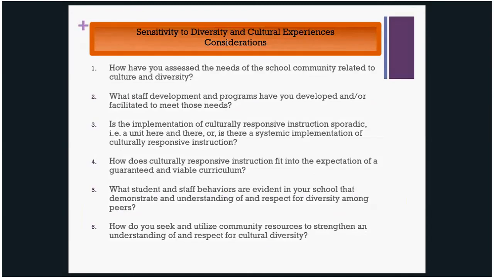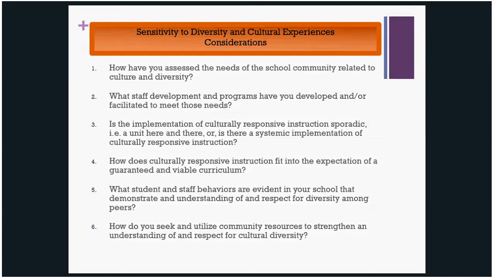Some questions. Have you assessed the needs of the school community related to culture and diversity? What staff development have you developed or facilitated to meet those needs? And number 3 is something I think we frequently see with regard to diversity and culture: is the implementation of culturally responsive instruction sporadic, a unit here and there, or is there a systemic implementation of culturally responsive instruction? That's a tough question and one to think about.